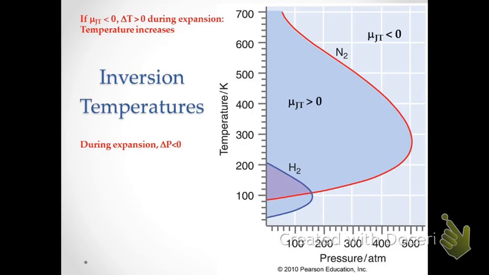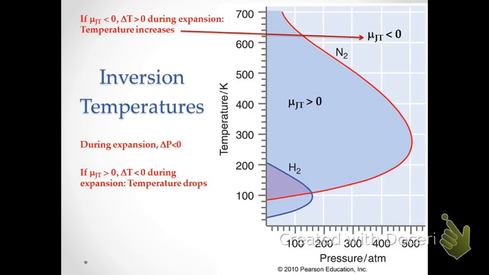So again, just to repeat, if the Joule-Thomson coefficient is less than 0, the temperature will increase during expansion. And if the Joule-Thomson coefficient is greater than 0, the temperature will drop during an expansion, as indicated here.